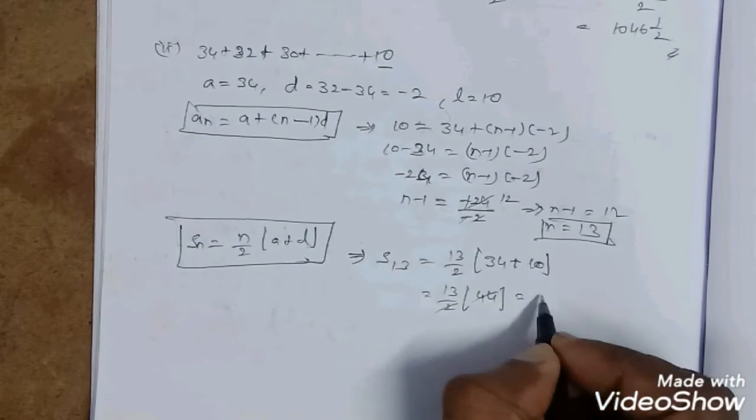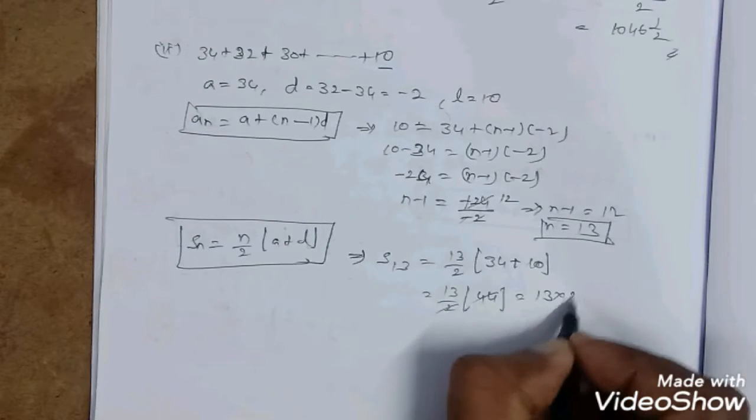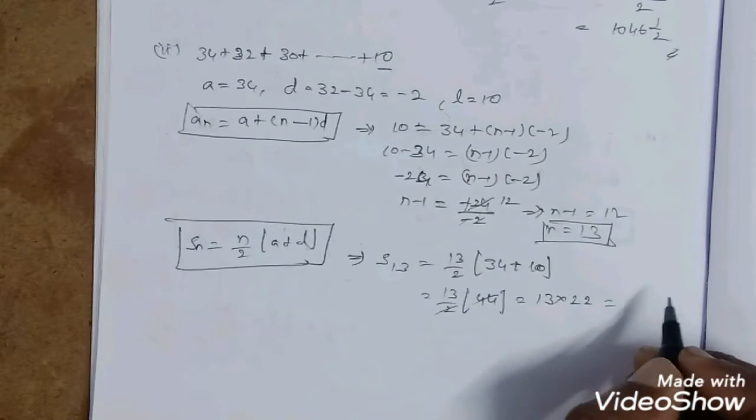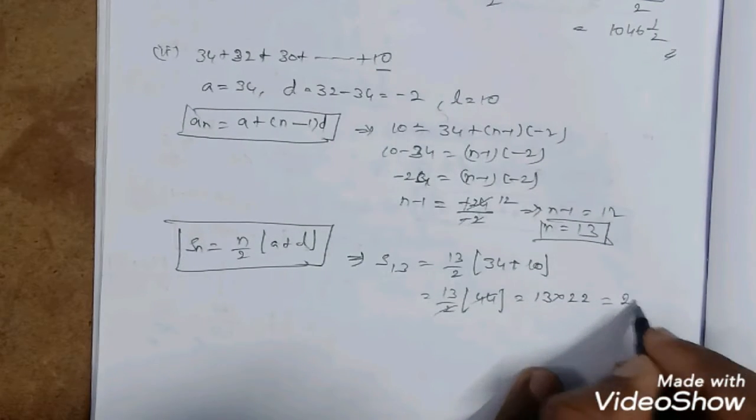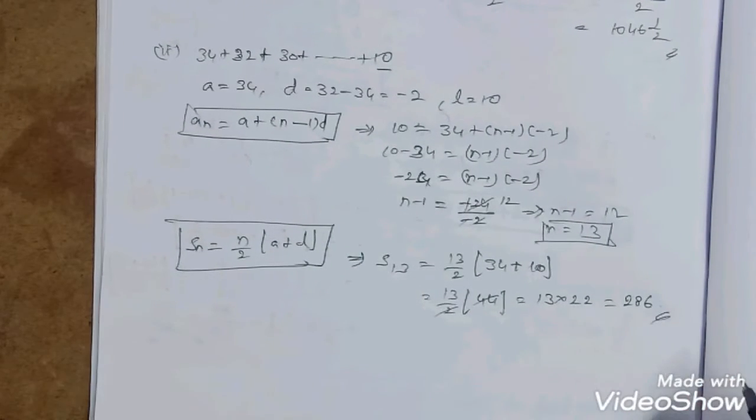Now cancel this, you will get here 13 into 22. Now if you multiply these two, you will get here 286, right?